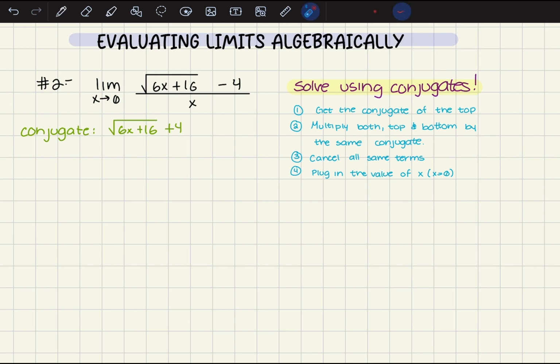The difference of the conjugate is that we have a positive and negative sign. It's the same term, but with a different sign. Now we're going to multiply top and bottom by the same conjugate. So we're going to multiply this by this. And I'm going to write this: the limit as x approaches 0 of square root of 6x plus 16, minus 4 over x.